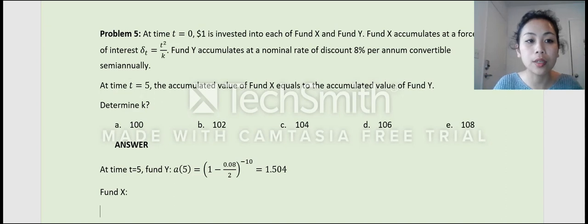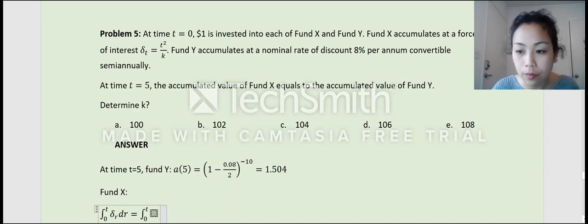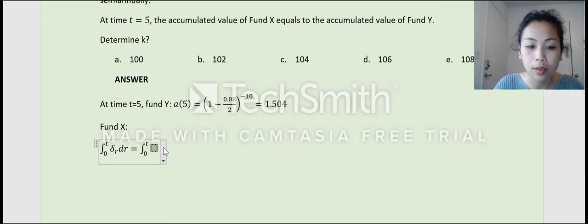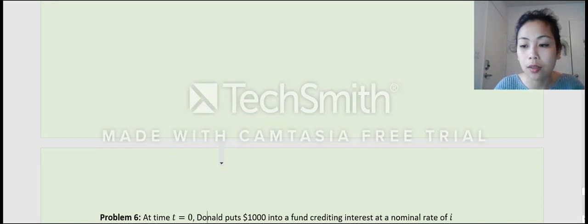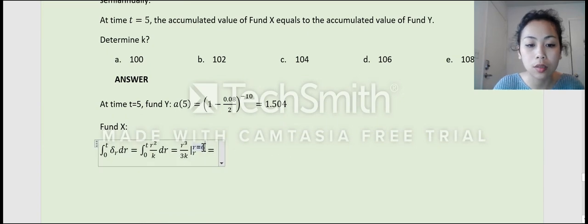So first we need to find the accumulation function. We have the integral from 0 to t of delta r dr, equal to the integral from 0 to t of r squared over k dr, and that equals r cubed over 3k, evaluated from r equals 0 to t.